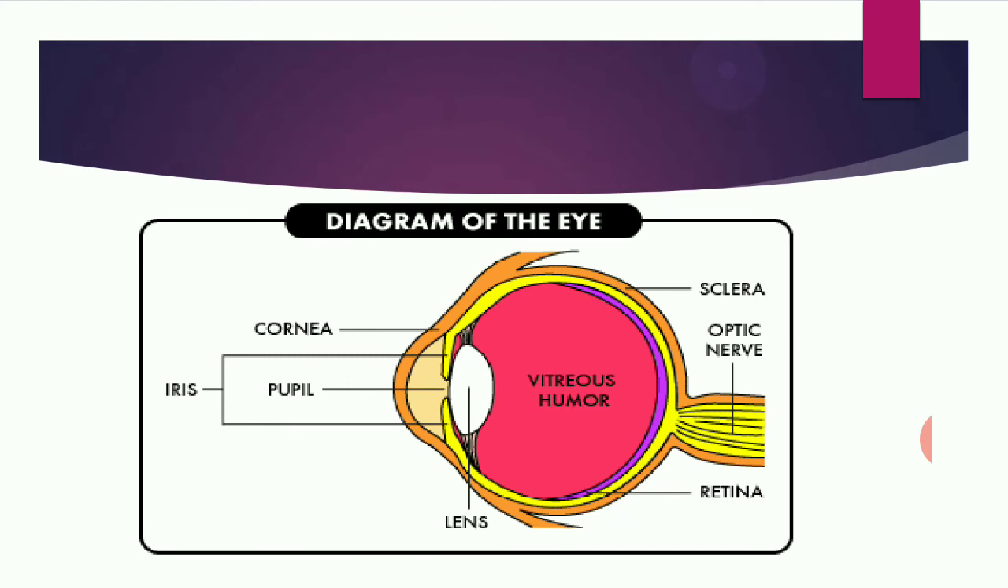Next, optic nerves. These are the optic nerves. It connects the retina of an eye with the brain and carries the message to the brain.